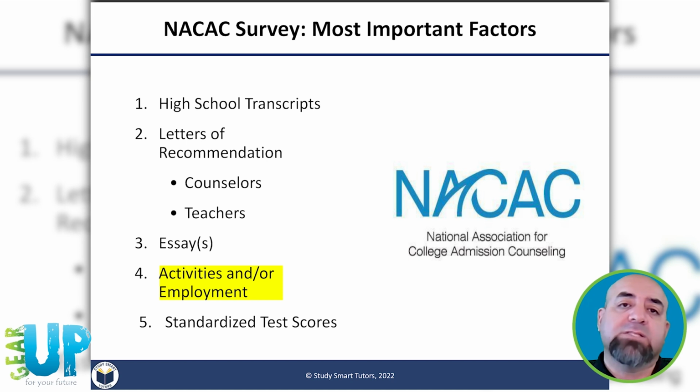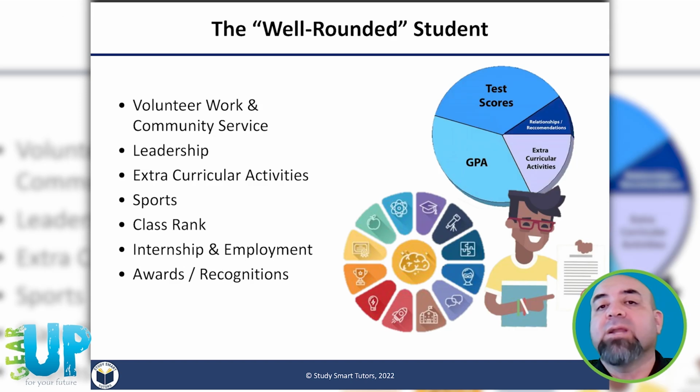Activities or employment. A lot of times students have an opportunity to participate in activities, whether it be sports or student clubs. Or also students can write about their employment, their opportunity for internships, their opportunity for volunteering. So you can also include that. And then the last one is scores that you receive on standardized tests. These are the SATs and the ACTs. The following items make you a well-rounded student: volunteer work in community service, leadership, extracurricular activities like sports and student clubs, class rank, internship employment, and of course awards and recognitions that you have received through high school.